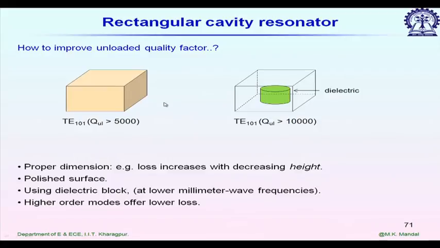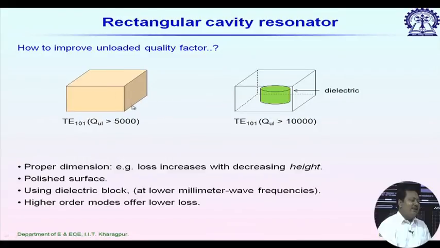Now, let us say we are using this rectangular waveguide to design a resonator, we call it a cavity resonator. It is a closed resonator, we have metal on all 6 sides. Since it provides very low loss, the unloaded quality factor, which is also a measure of loss, has the highest value among all the different resonators from different guiding structures. Typical unloaded quality factor is more than 5000.